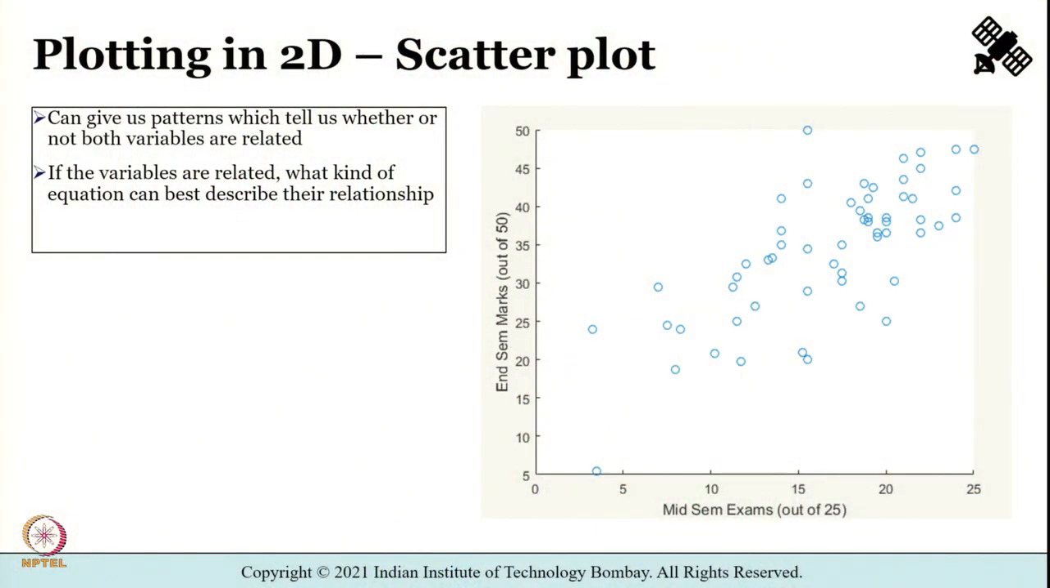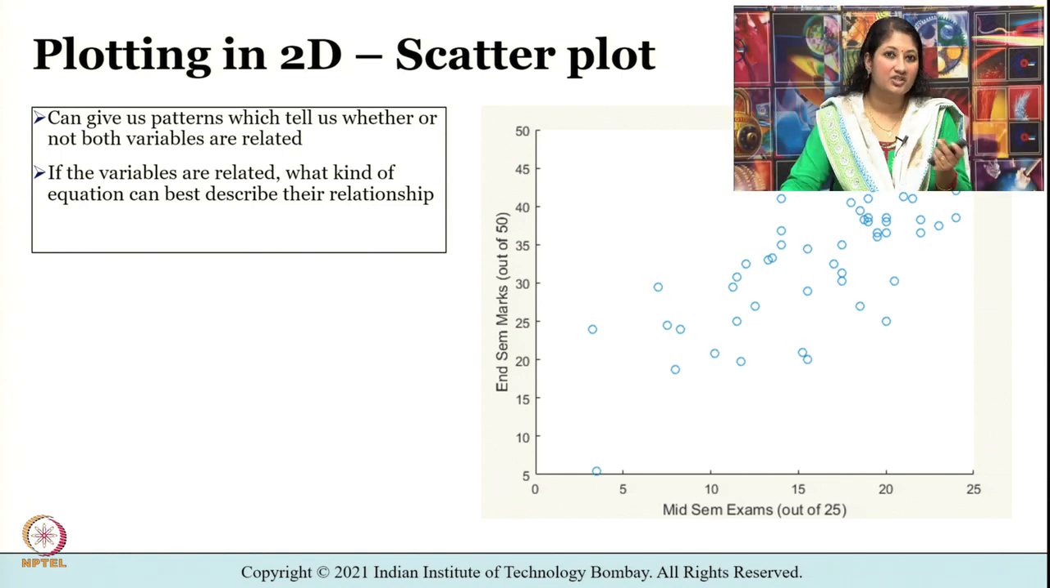Scatter plots let us know whether there is a relationship existing between both the variables or not. Visually, we look for patterns which indicate whether or not the variables are related. Say in the example in front of you, on the x axis you have the examination marks conducted at the middle of the semester, mid semester exam marks. And on the y axis, say you have the marks of the exam that is conducted towards the end of the semester.